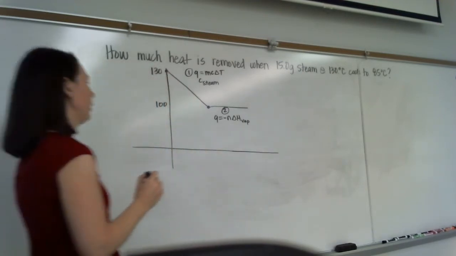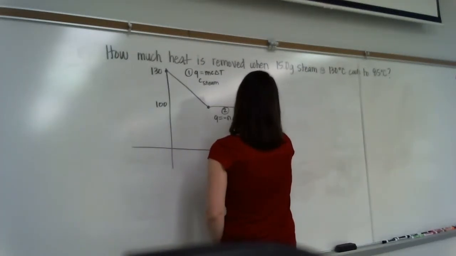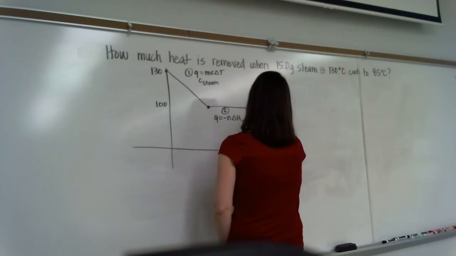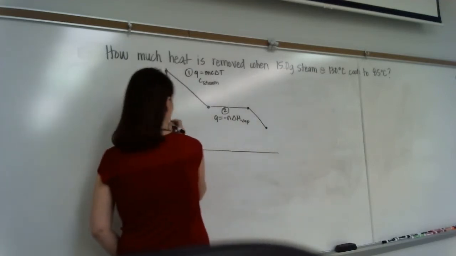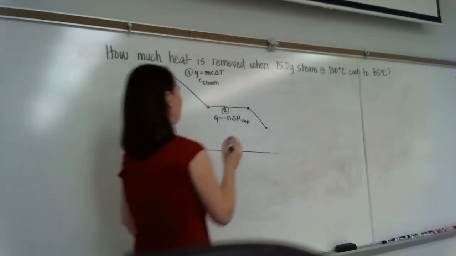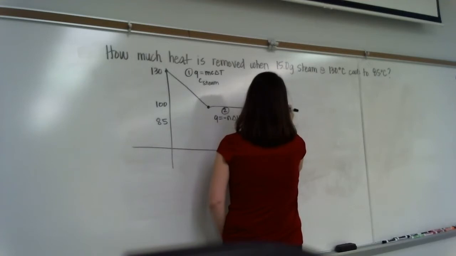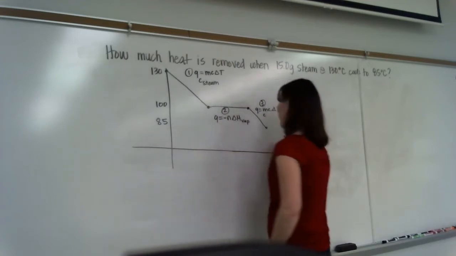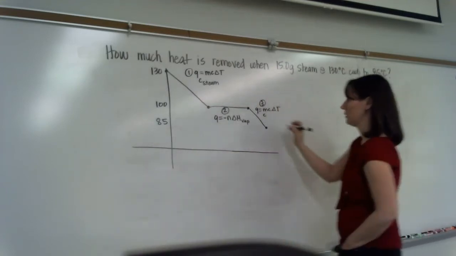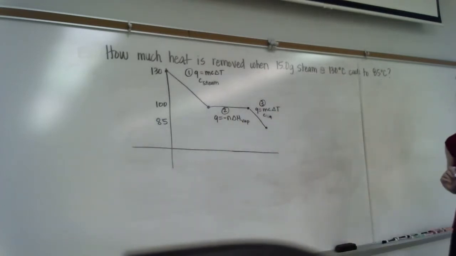And now we're all condensed in the liquid phase and we're lowering the temperature to 85. That's my final temperature. This is way not to scale, but who cares? What's our third calculation? Q equals MC delta T. And which C are we using now? The liquid phase. Okay, so let's do our arithmetic.